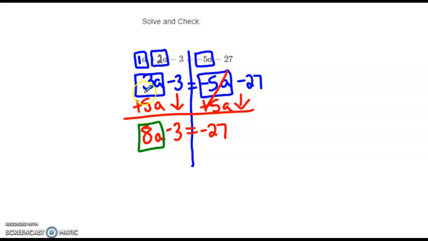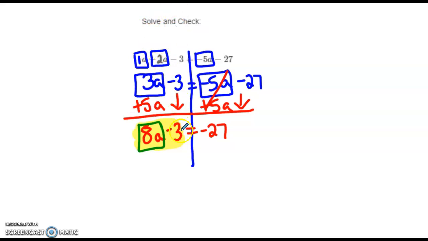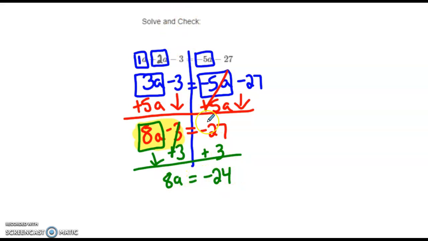I'm still going to box off my letter because that helps me stay organized. And I'm going to ask myself, what is on the same side of the letter that I need to get rid of? I need to get rid of that minus 3, so I'm going to do the opposite. I'm going to add 3 to both sides. 8A equals negative 24. Excuse me. And then to get rid of this 8, right now it's 8 times A. The opposite of multiplying is dividing, so I'm going to divide each side by 8. And I get negative 3. So A equals negative 3.